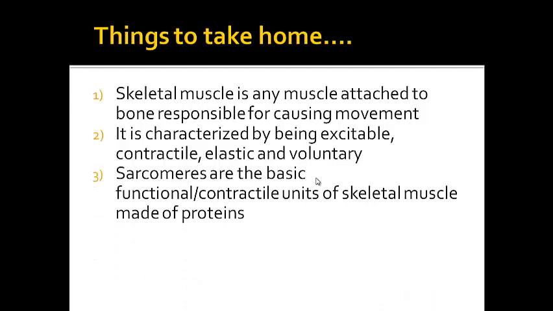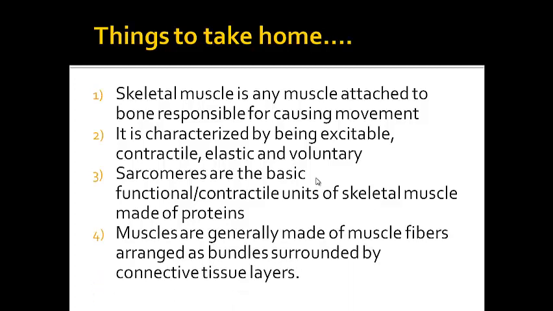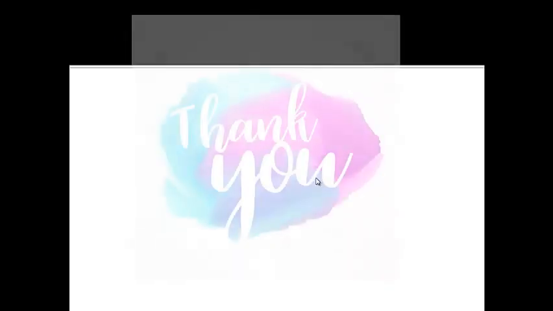The basic functional or contractile unit of skeletal muscles are called sarcomeres. These are made of proteins. Remember, you had thick filaments, thin filaments, actin and myosin, and you had the regulatory or accessory proteins. And muscles are generally made of fibers, which are the skeletal muscle cells, and then each bundle is going to be surrounded by a specific connective tissue layer. And that wraps up the third part of this lecture and is the conclusion of this entire topic.